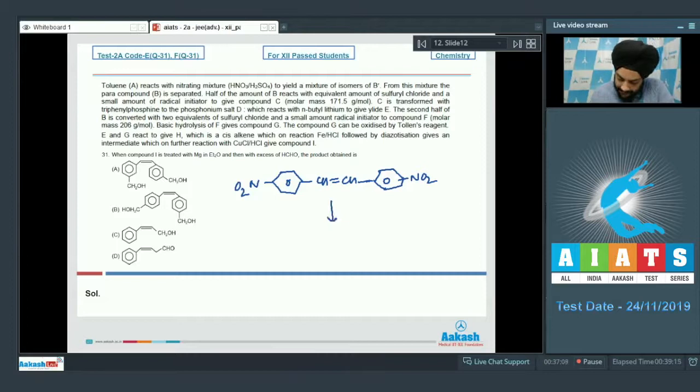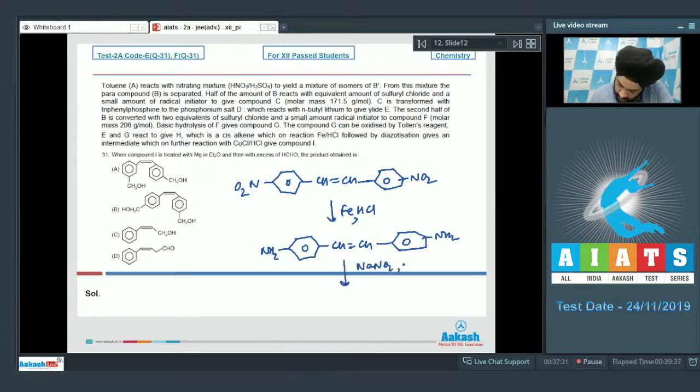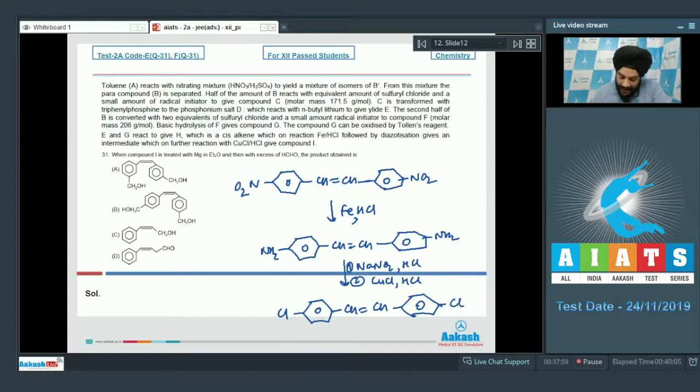Okay, now this is allowed to react with Fe/HCl. So the nitro groups will be converted into amino groups. Okay, so we have the formation of this compound. So it reacts with NaNO2/HCl and then with CuCl/HCl. Okay, so the final product which will be formed is this. So the NO2 will be converted into NH2, NH2 will be converted into N2+, and then the N2 will leave and Cl will be substituted in the benzene ring. Okay, so this is the compound I which is formed.